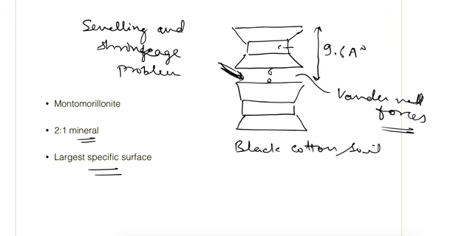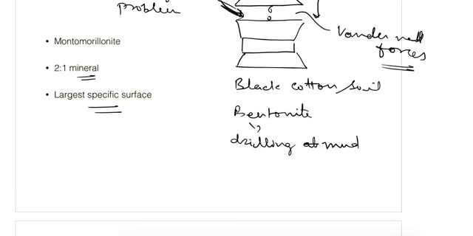It is also found in bentonite. This bentonite is used as drilling mud also, because it has the least internal friction. Because of that, it can be used as drilling mud.